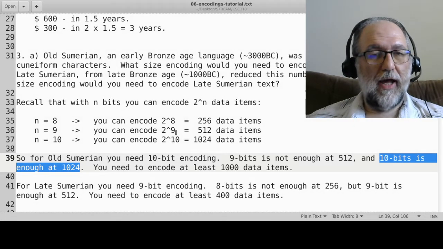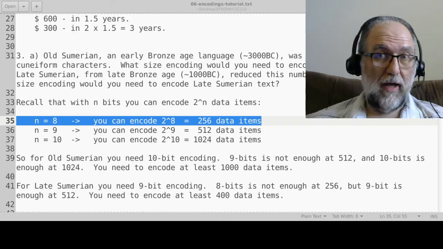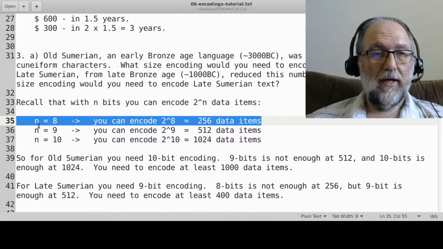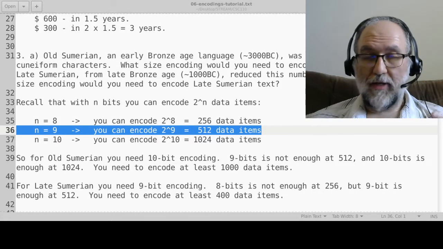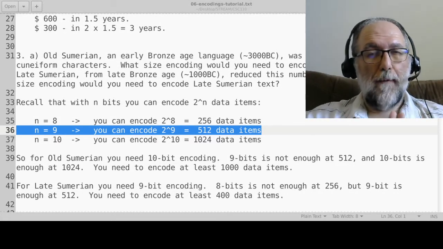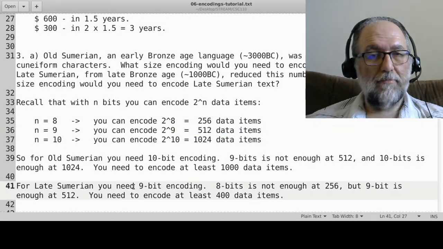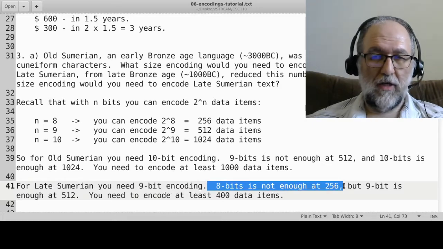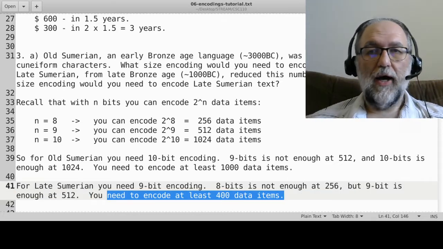Now for late Sumerian, you only have 400 characters, and you say, well, 8 bits is not enough, because you need to get to 400, and 8 bits will only give you 256 entries in your encoding. If you go to 9 bits, that will get you to 512, and that is enough because it's greater than 400. So you want to go bigger than your lower number and less than your upper number. For late Sumerian, 9-bit encoding would be enough.